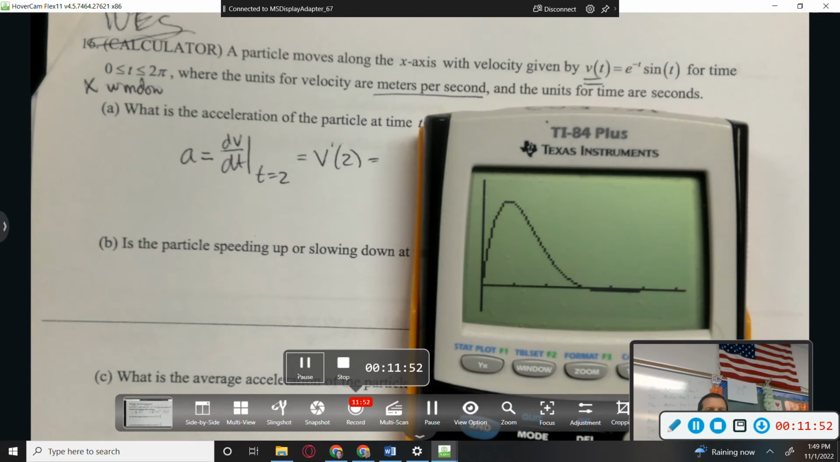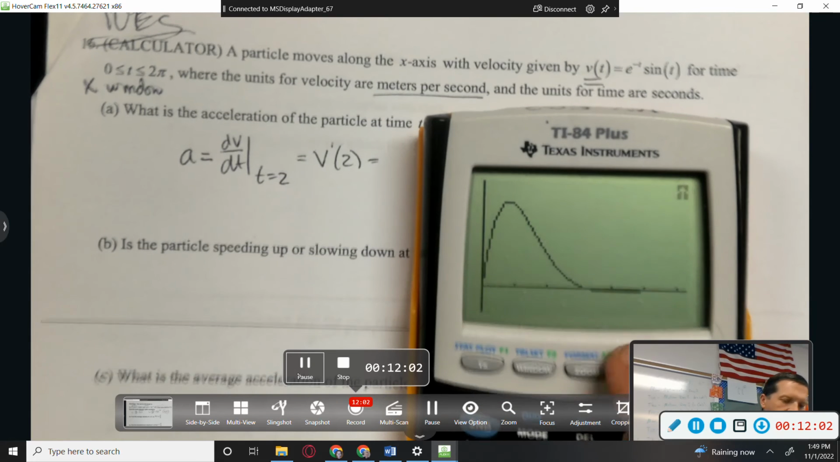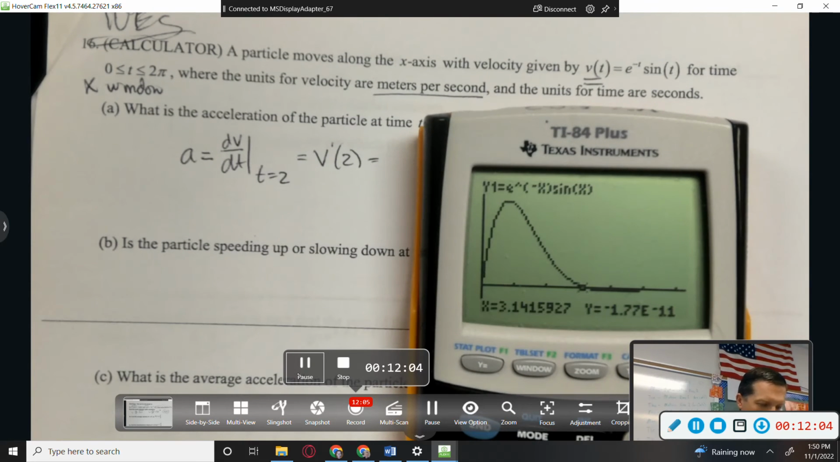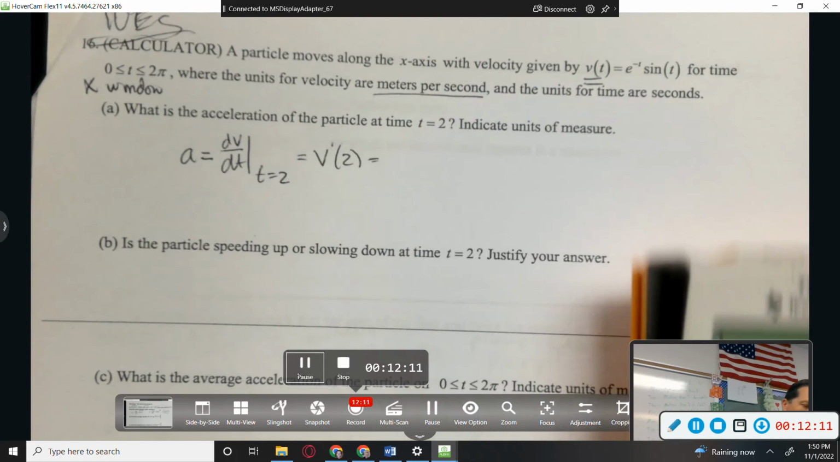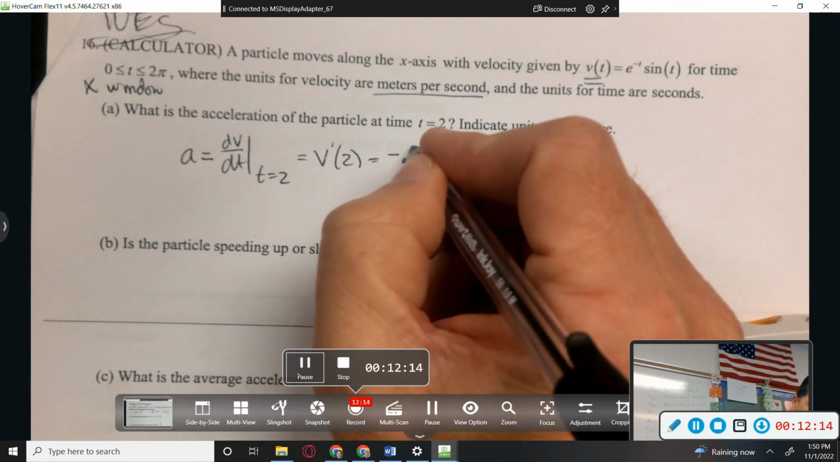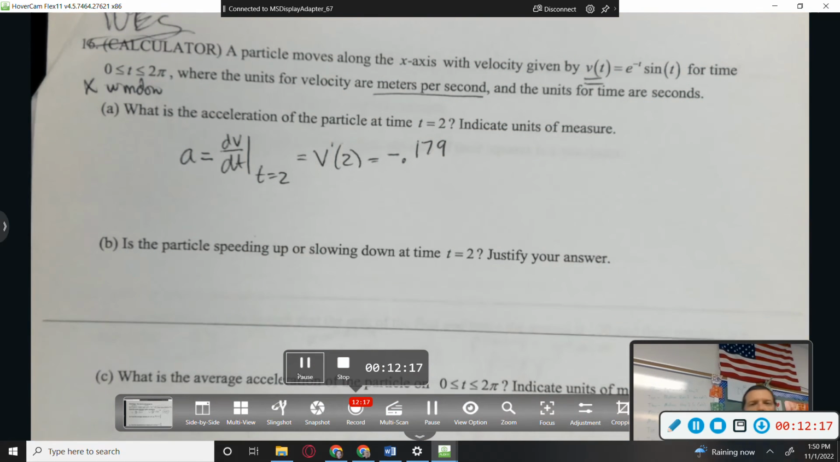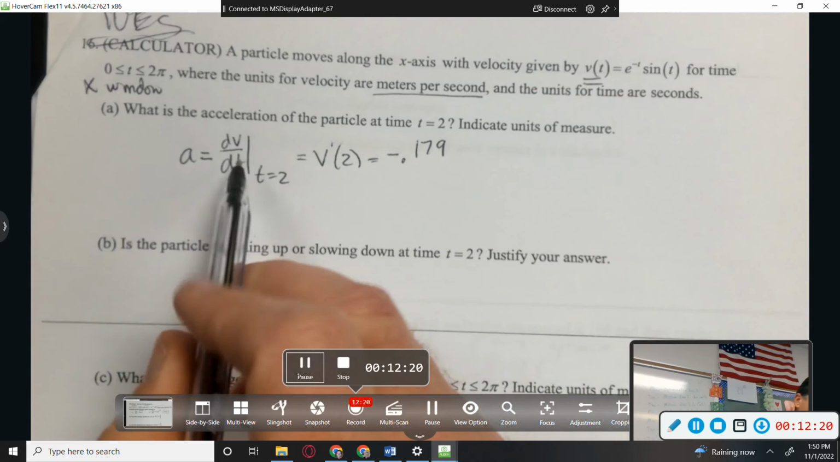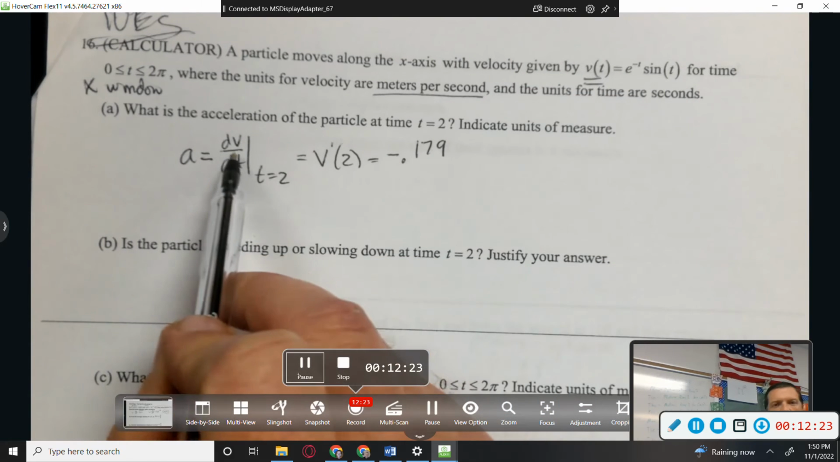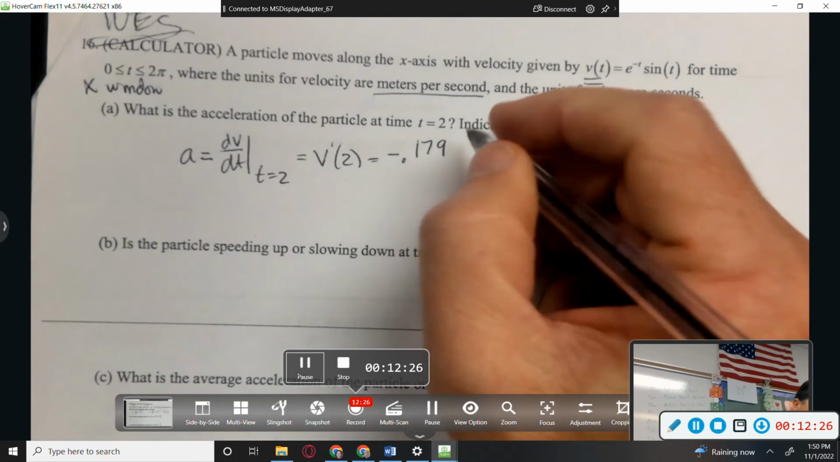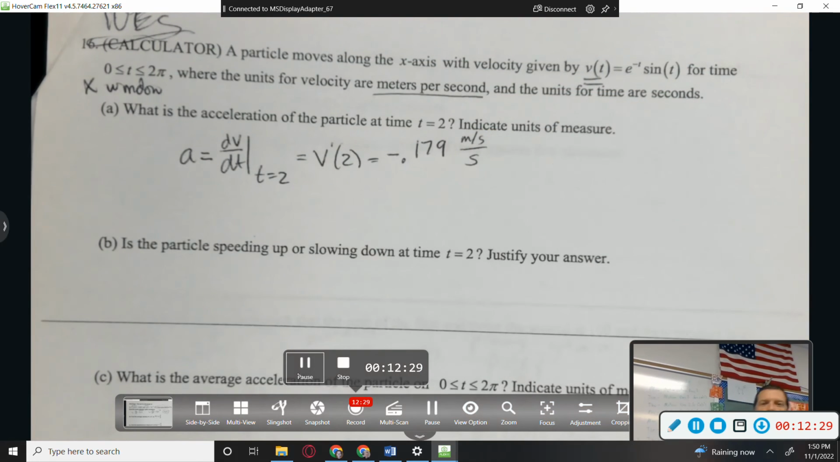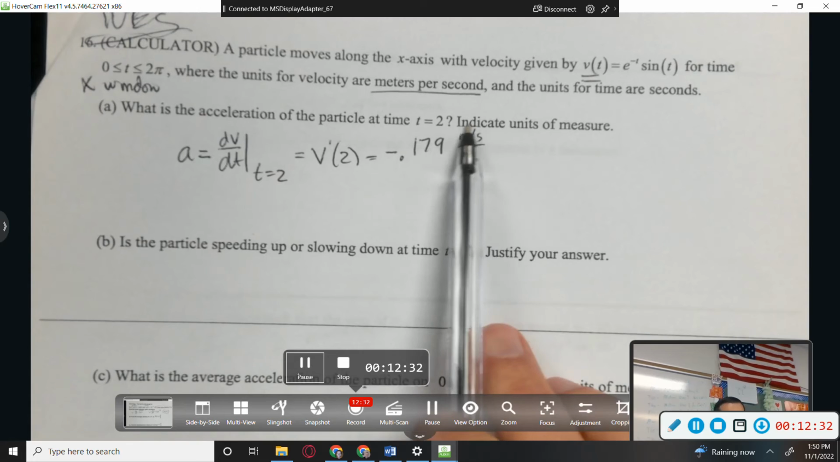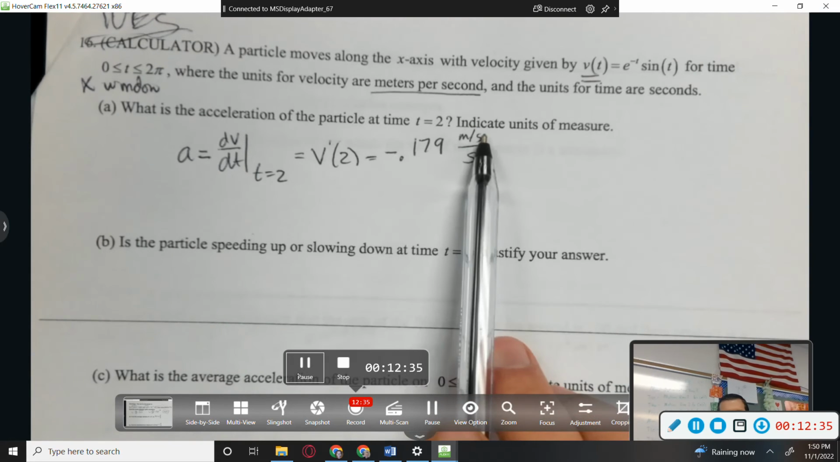All right, so how do I find the acceleration from my velocity graph? Second calc, take a derivative at 2, and there's my answer. That's all it takes. Negative 0.179. It does say indicate units of measure. Meters per second squared. If you forgot what it is, you can use dv dt, meters per second over second. The velocity is changing at 0.18 meters per second every second.